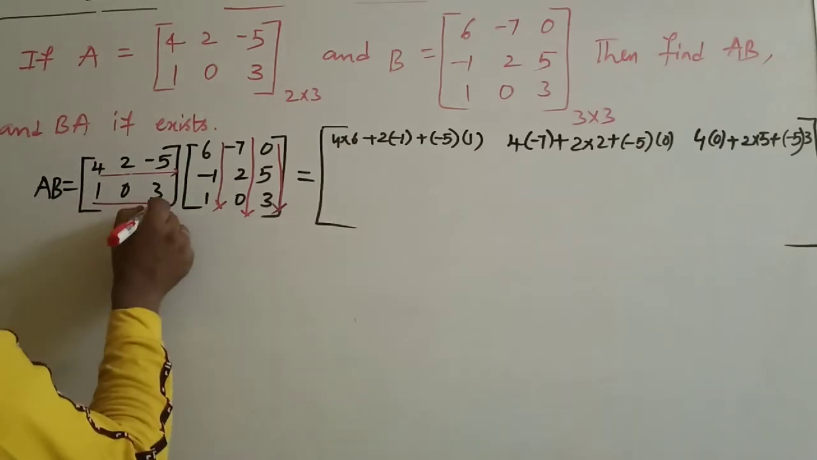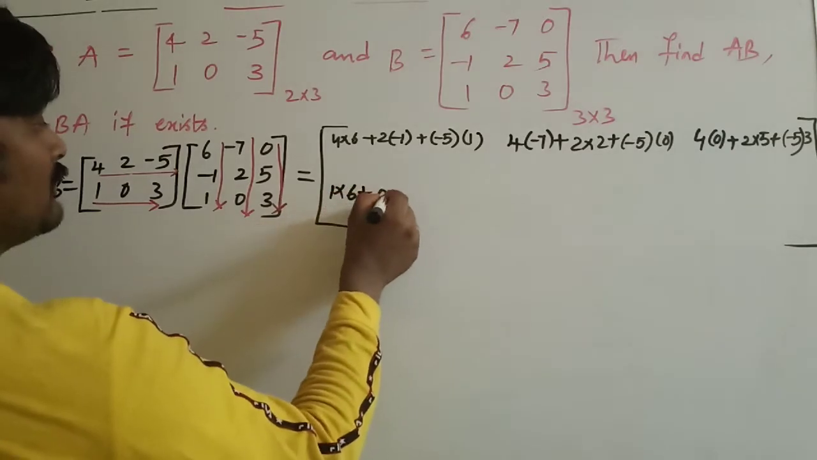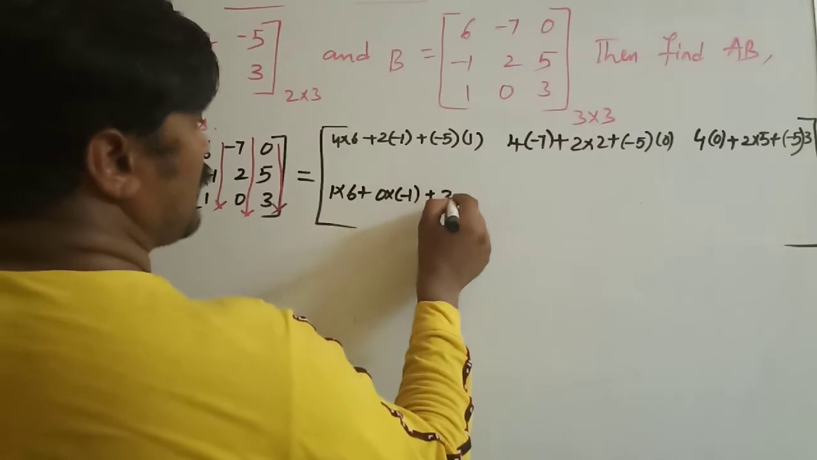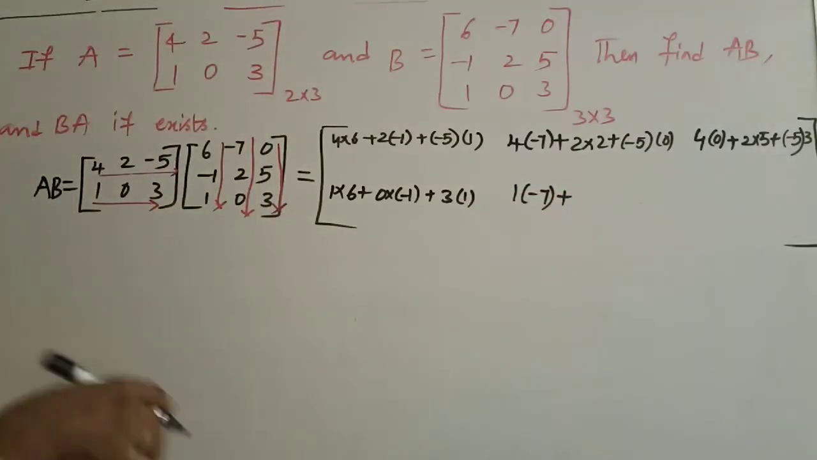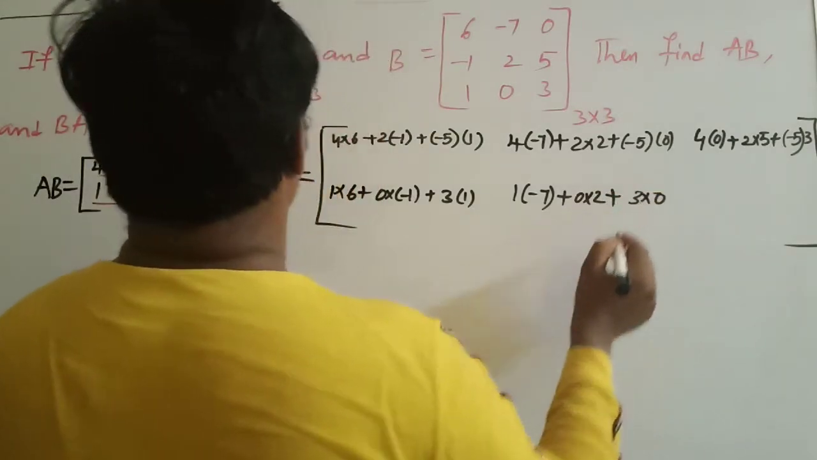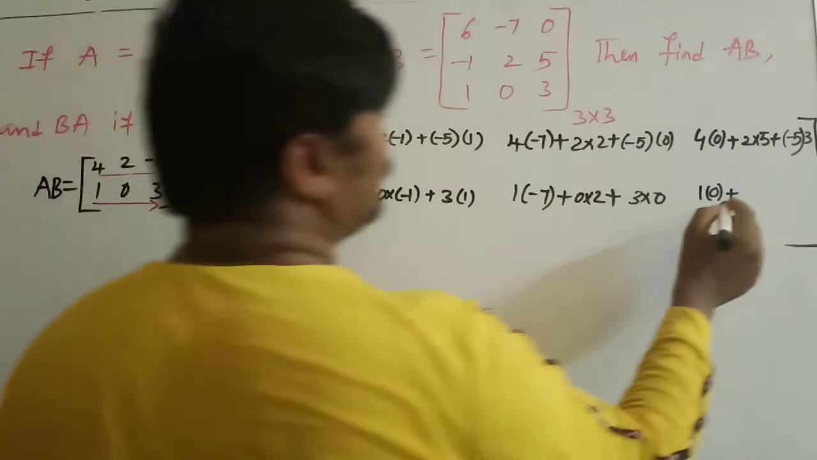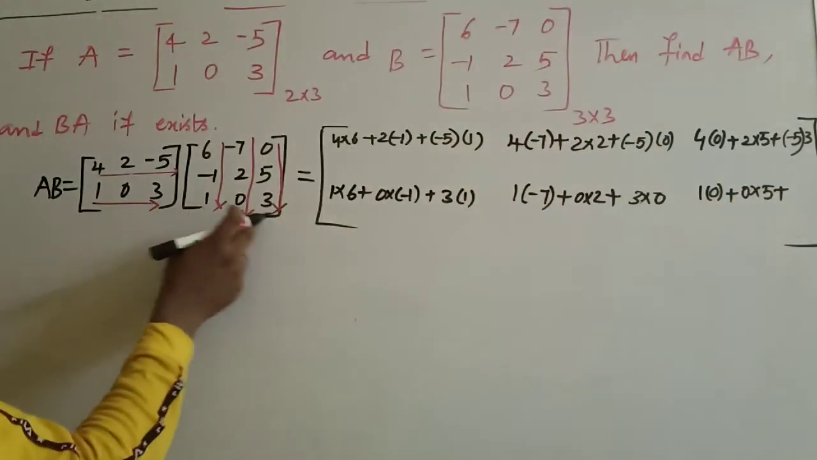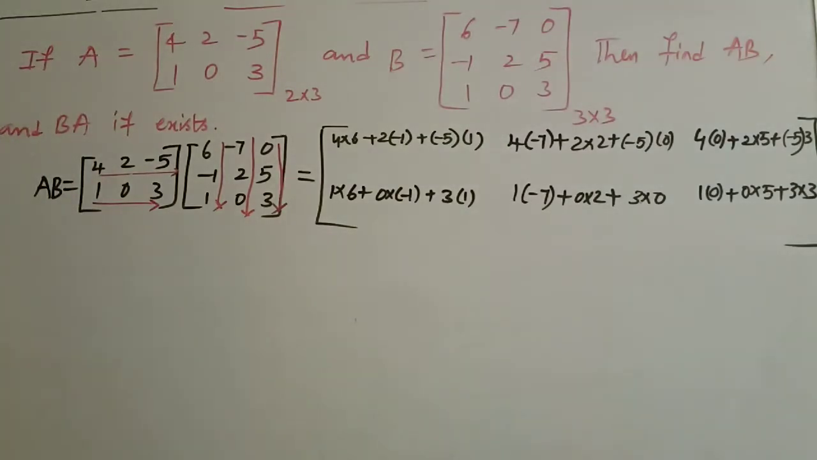So first I'll go for second row and then first one. So now 1 into 6, next 0 into minus 1, next 3 into 1, next 1 into minus 7. So here remember carefully, if you have not understood, then you have to inform. 0 into 2 plus 3 into 0, next 1 into 0 plus 0 into 5 plus 3 into 3, that is nothing but 9, but anyhow I'll write it here. For your understanding I have written this much elaborately, otherwise I can complete it directly, but you need to understand the concept of multiplication.